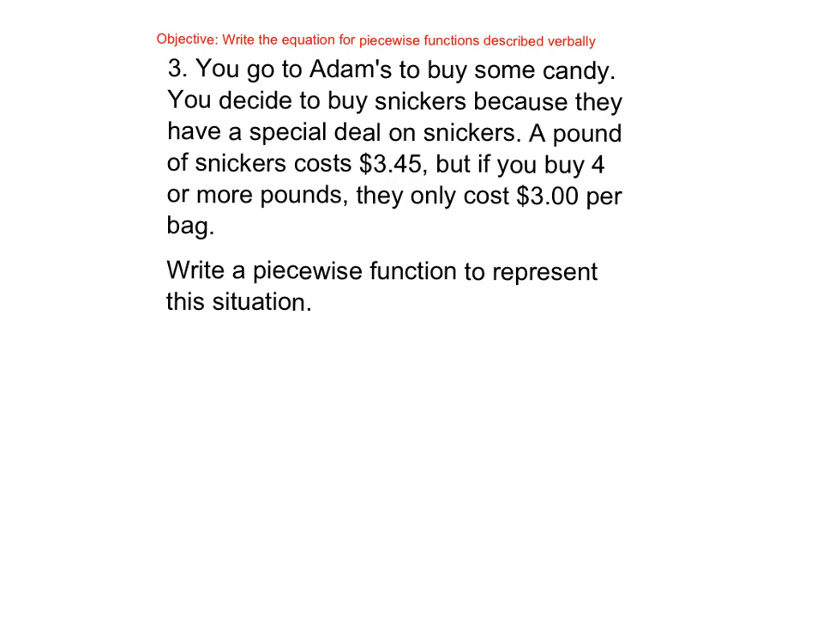All right, you go to Adam's and you buy some candy. You decide to buy Snickers because they have a special deal on Snickers. A pound of Snickers costs $3.45, but if you buy 4 or more pounds, they only cost $3 per bag. Write a piecewise function to represent the situation. So candy per pound equals. So a pound of Snickers is $3.45, so that's $3.45 per pound.